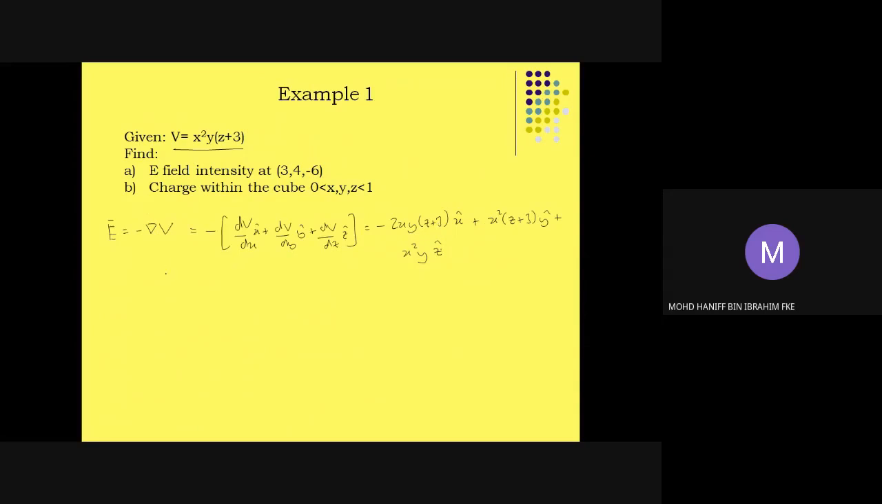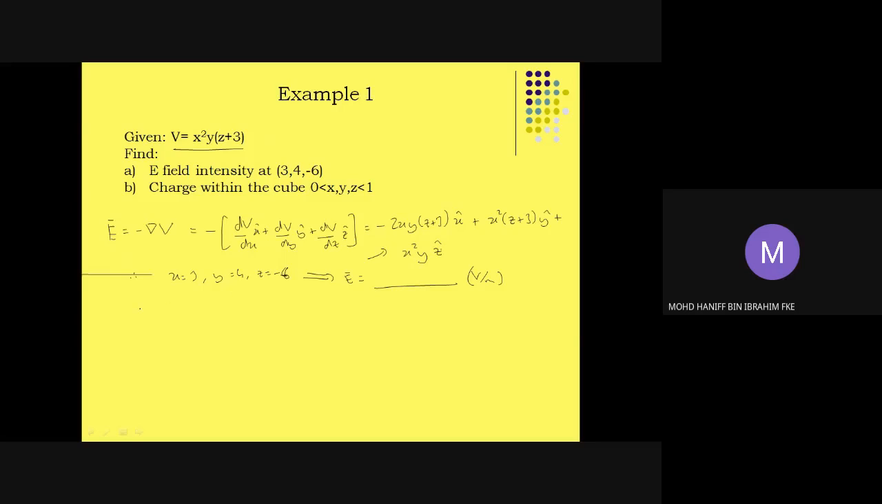So simply at the point of (3, 4, -6), we just substitute x equals 3, y equals 4, and z equals -6. You can find the E field by simply substituting all of these values into this equation, yeah? This equation will give us the E field at the requested location. So that should be the E field in volts per meter. So please help me substitute the values and you're going to get the E field, yeah?